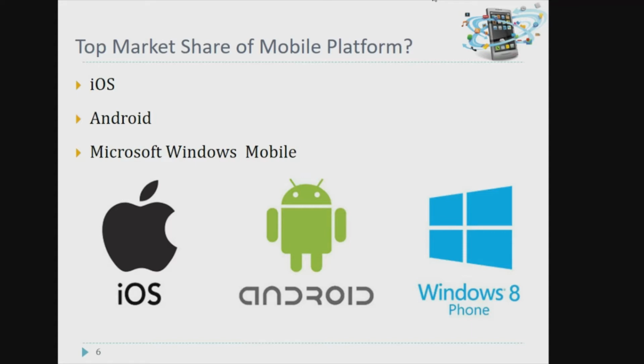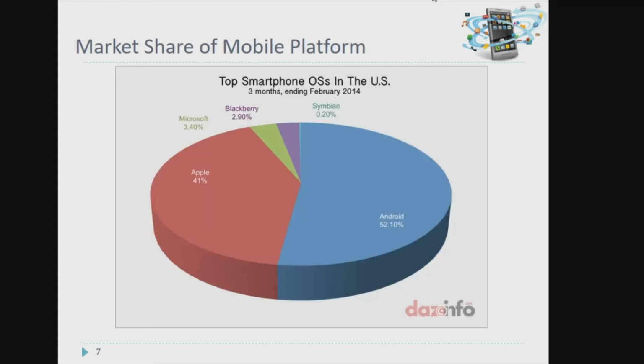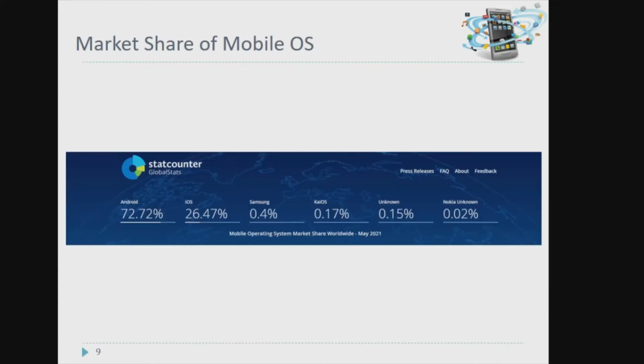There are several top market shares of the mobile platform. We have iOS, Android, Microsoft Windows, and so on. This one is a statistic created in February 2014, showing the percentage of Android, Microsoft, and BlackBerry in the mobile platform. And this one is the current one. Most of the market share belongs to Android. 72.72% is quite huge.